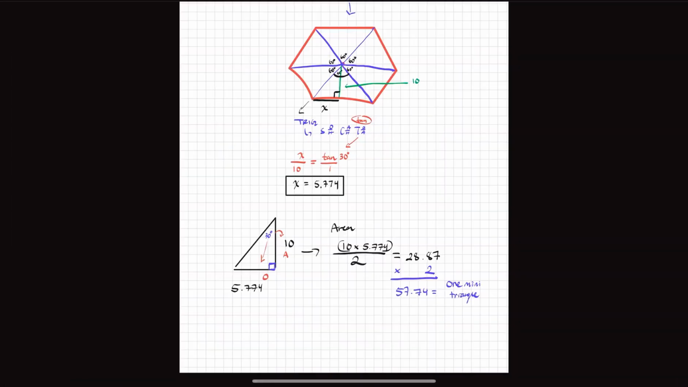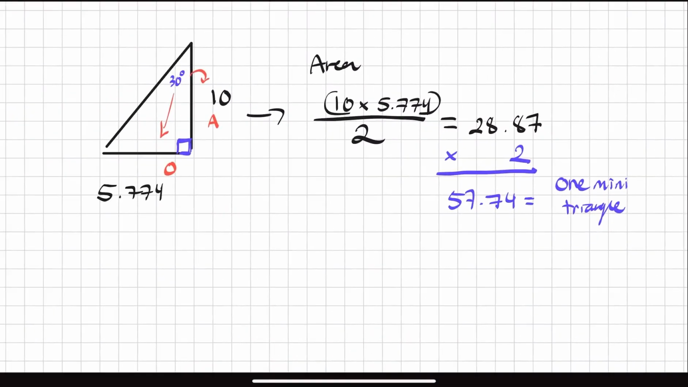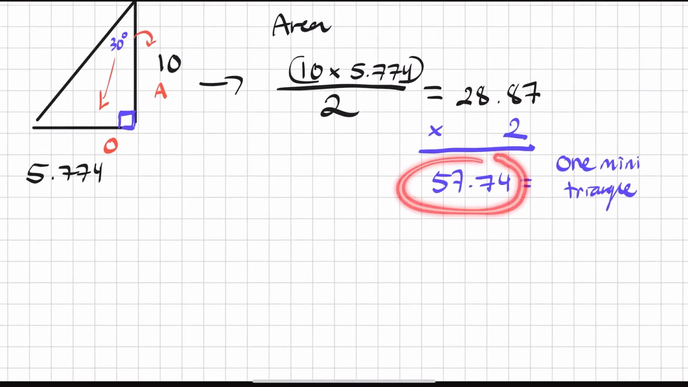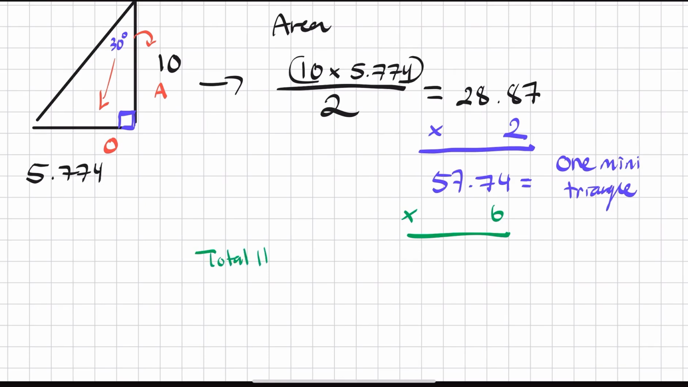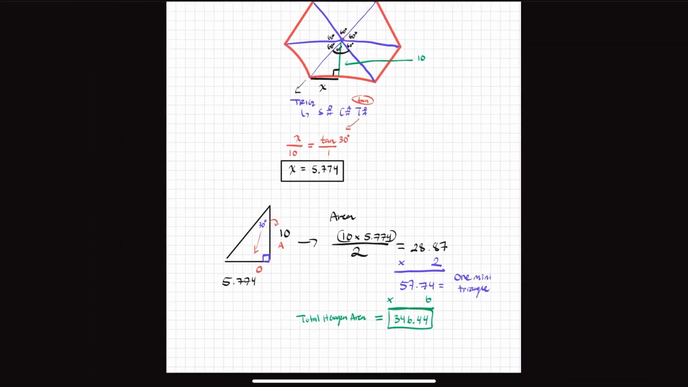So I'm going to take that value, oops, my bad. I'm going to take that value of 57.74, and I'm now going to multiply it by 6 of those mini triangles. And so I have a total hexagon area of 346.44.